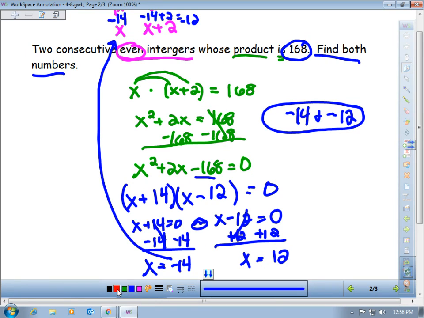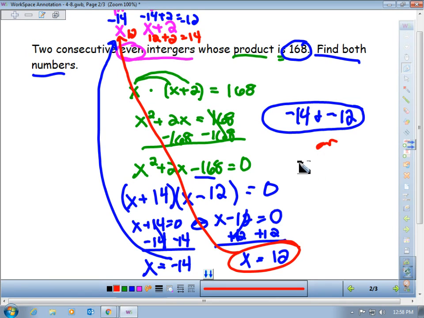And then for the second one, guys, I'm going to have to take this 12 and plug it in here. So the first one will be 12. The second one will be 12 plus 2, which is 14. So the other pair here would be 12 and 14.